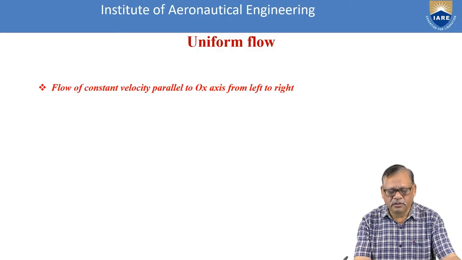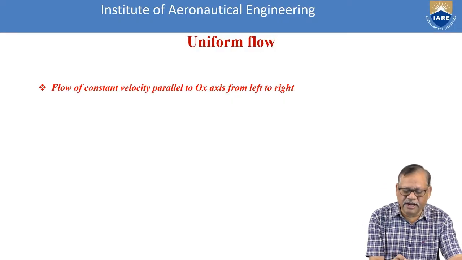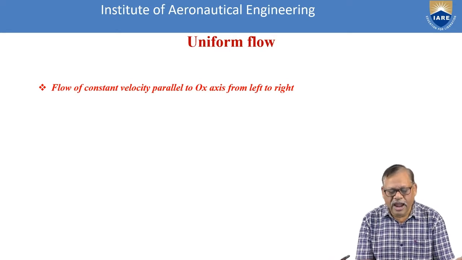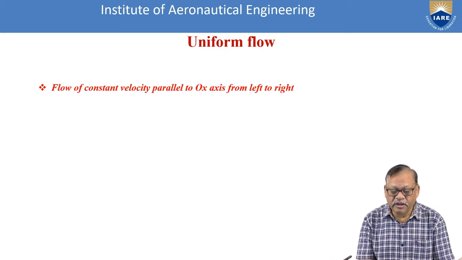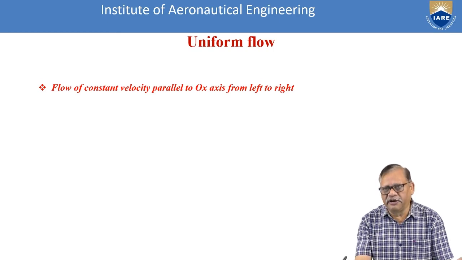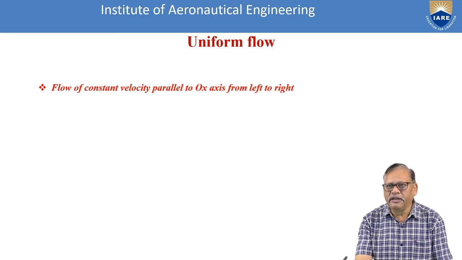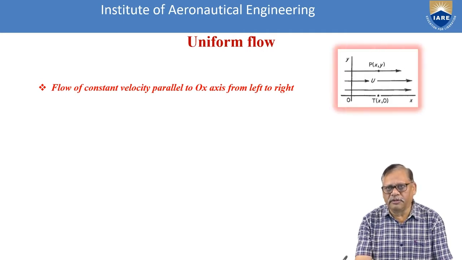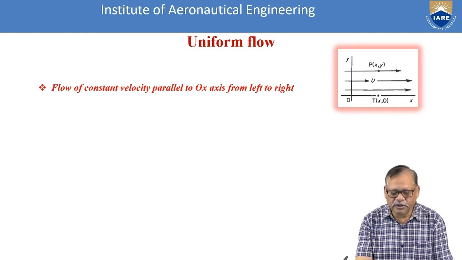The flow, that means there is a uniform flow, and that uniform flow may be parallel to the x-axis, parallel to the y-axis, or it may be an inclined flow. These are the three different types of flows possible, right? So if three different flows are possible, first we will talk about the one parallel to the x-axis.